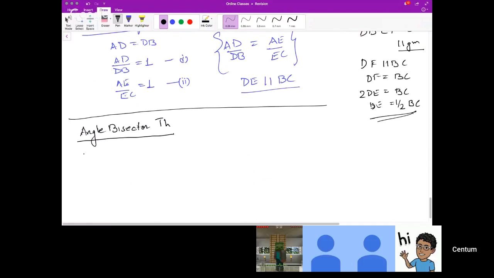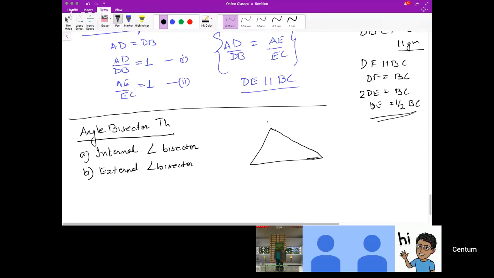One is called the internal angle bisector, and the other one is called the external angle bisector. So let's understand quickly what is internal and external. Basically, let's say I have to draw a triangle. So let me draw a triangle. Okay, now let's say ABC is the triangle.